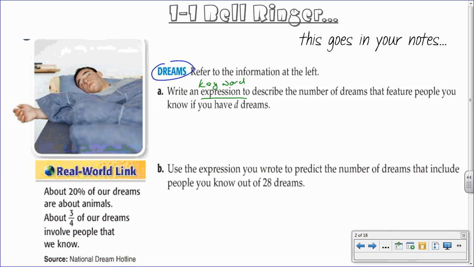So how would I set that up on A? Describe the number of dreams that feature people you know, if you have this many dreams. 80%. Now, how would you set that up? It would be 80%, where's 80%? 75.